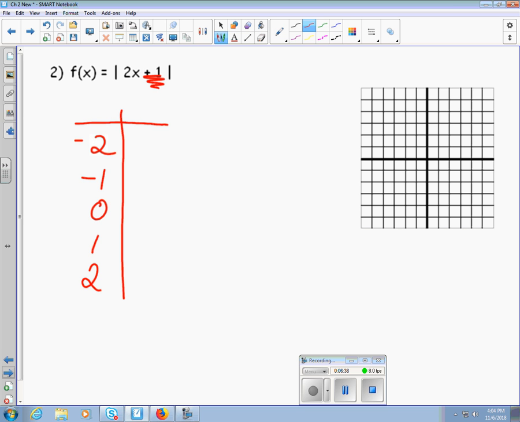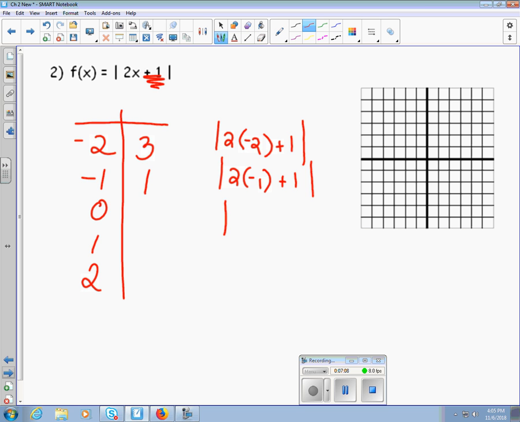And so let's compute that. We're going to have 2 times -2 plus 1, then do the absolute value. So 2 times -2 is -4. -4 plus 1 is -3. The absolute value of -3 is 3. Next, 2 times -1 plus 1. So 2 times -1 is -2. -2 plus 1 is going to be -1. The absolute value is 1.